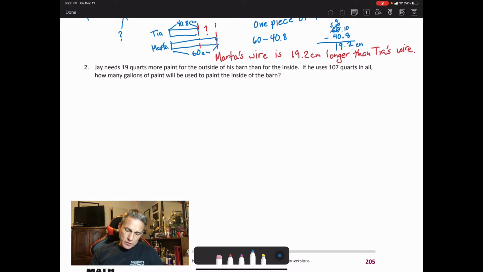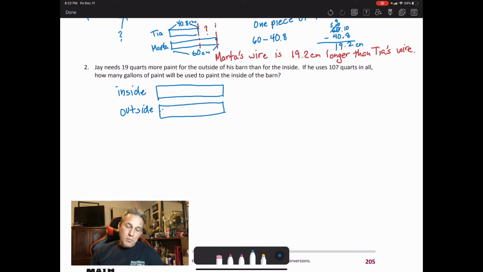If I have 19 quarts more paint for the outside, then I want to draw the inside first with a tape model. So I'm going to say inside is this much paint. We don't know an exact number yet, but let's say there's this much paint, and we can compare the outside paint to it by saying that the outside paint will be just as much as the inside paint, but 19 quarts more.